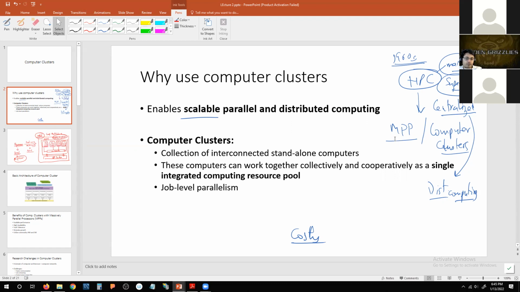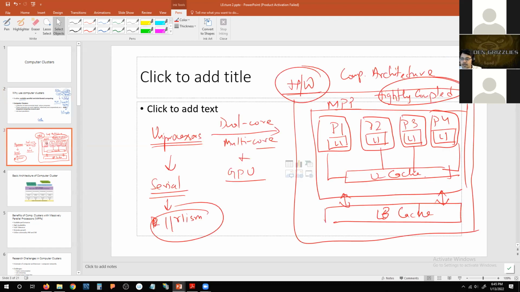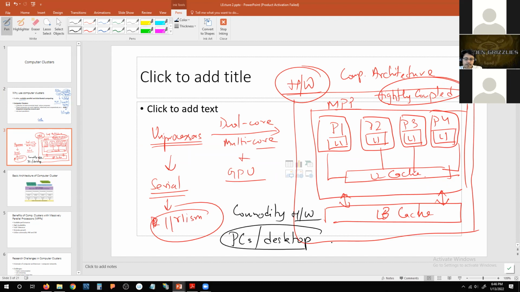So MPP was then shipped into what we commonly call commodity hardware, which was quite cheap to acquire. It was very small in size when you compare it to your mainframe and supercomputers. And that effectively came in the form of our PCs and desktops. And the interconnection of these PCs and desktops that incorporated the MPP architectures led to the development of what is known as computer clusters.